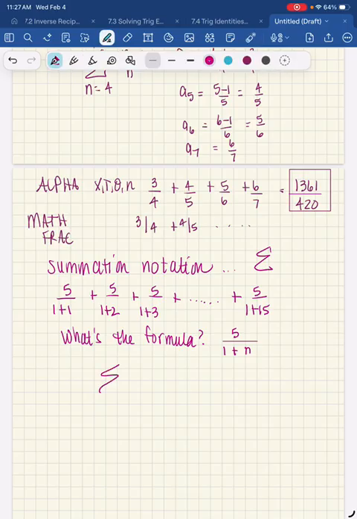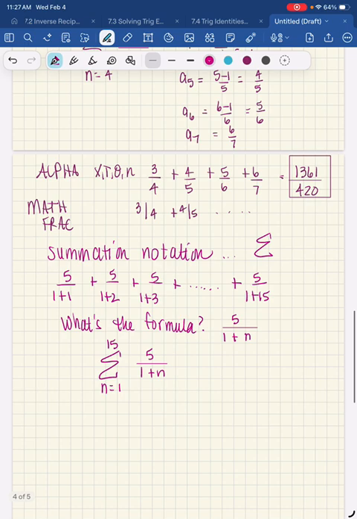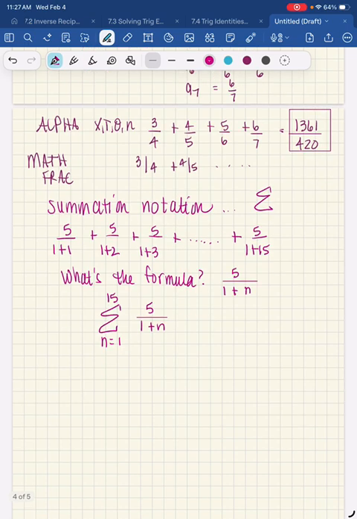So I'm going to say my formula is 5 over 1 plus n. And I'm going to start with n being 1 and end with n being 15, because this is a 15. And notice n, n. If you wanted to use something like i instead, you have to be consistent. If you're going to say that the bottom variable is an i, then your formula has to be an i. You can't interchange. Which one should you use? I really don't care.